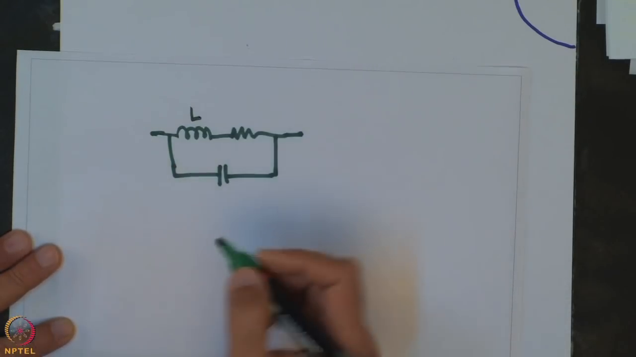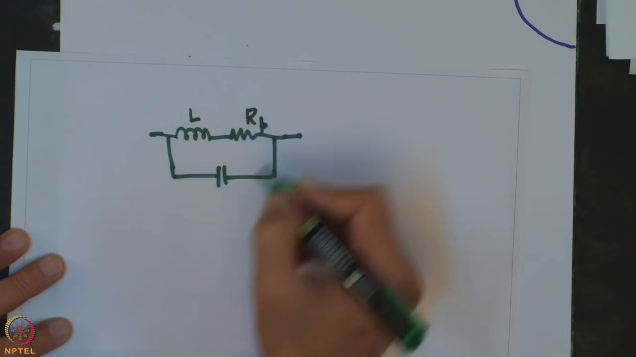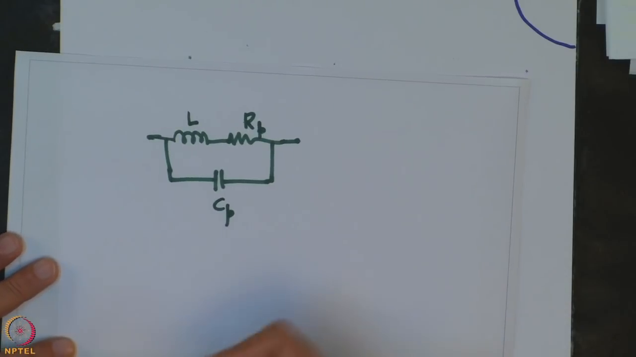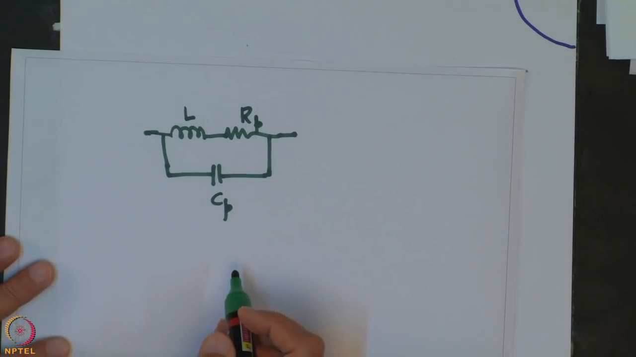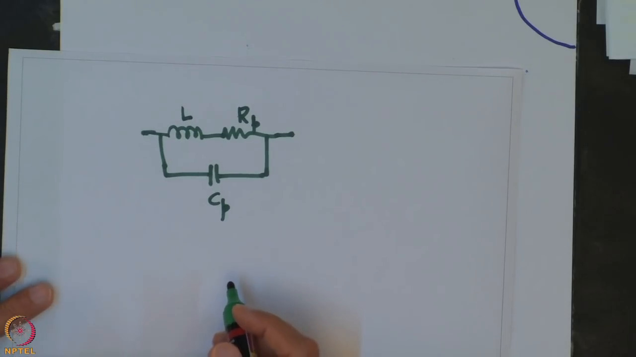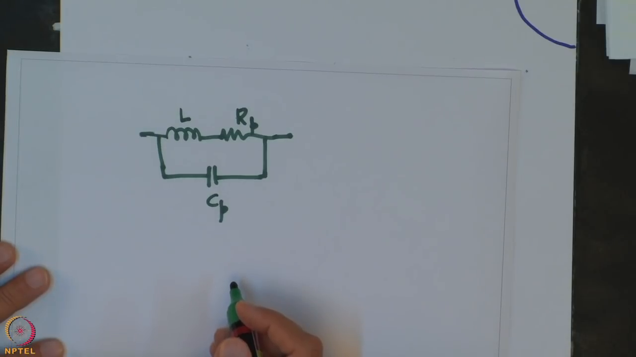So, this L is the main inductor, but along with it there is a parasitic resistor Rp and a parasitic capacitor, which is because of the interturn capacitance Cp. And whenever we are considering the inductor, we must consider the effects of these parasitics, so that we know that the operation of the circuit where this inductor is used will not be affected by these parasitic components.